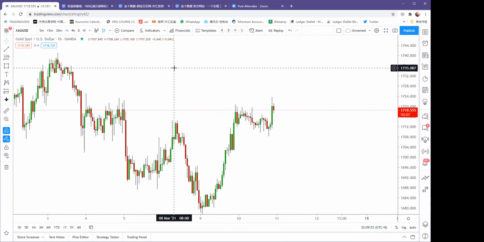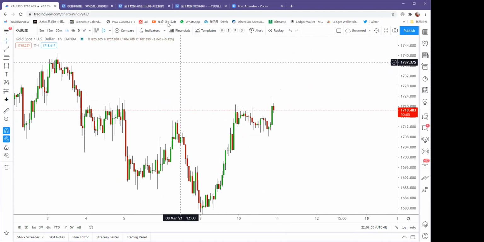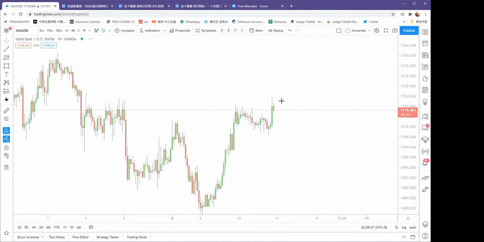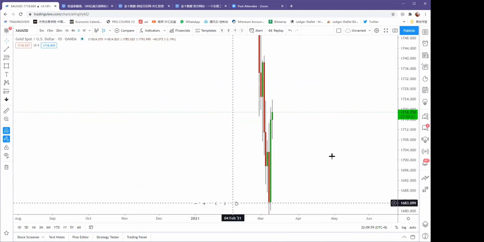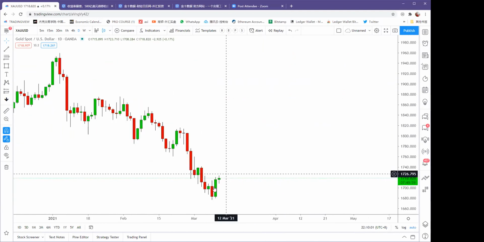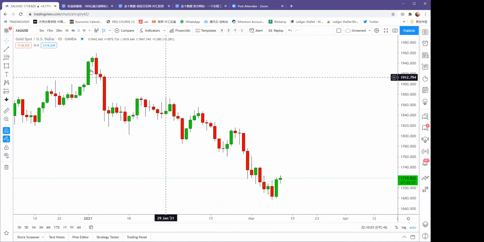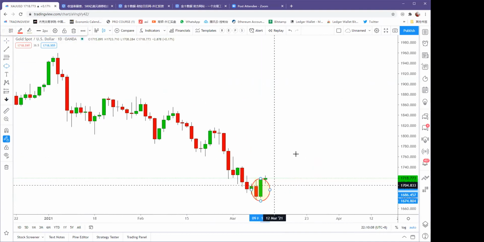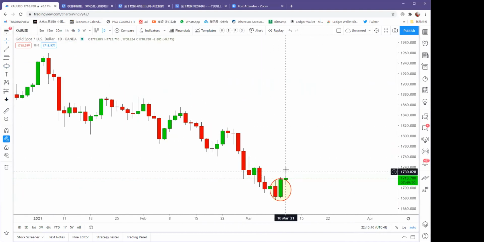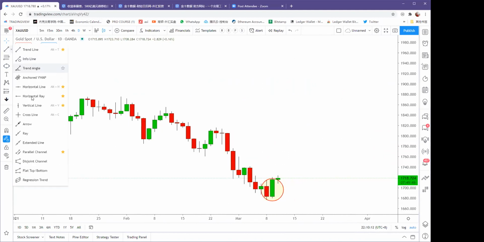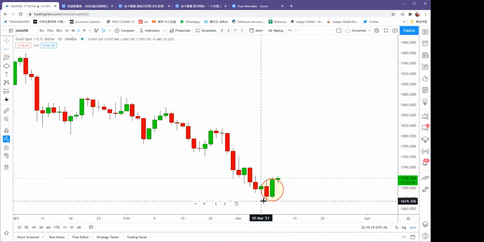First of all, let's go for gold. Gold has made a very beautiful reversal yesterday. It rallied about $40 and formed the engulfing candle here. This actually implies a pivot has already formed, which is 1674.